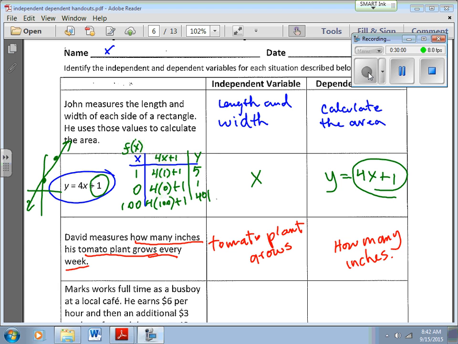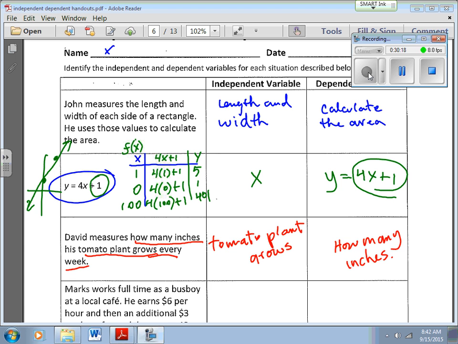The amount of money he earns depends on the hours he works. Because he can't make money if he's not working. Can he work overtime? Yeah, that's additional hours. That's how much money you get paid. The money depends on the hours, you think?